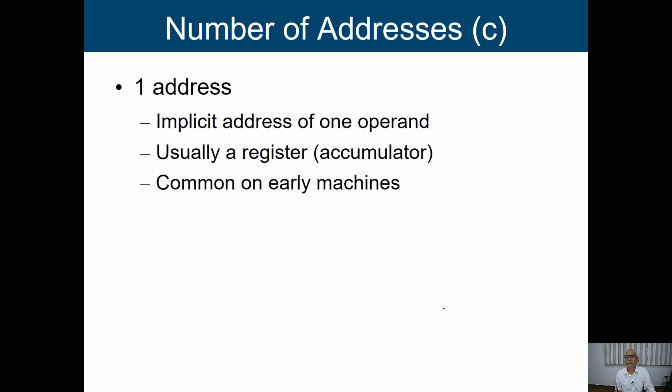Now from the 3 address format, we are coming to the 1 address format. So in the 1 address format, what will happen? We are going to give the address of one operand only, and the second operand is implicit. We are not going to specify the second operand; it comes from a specific register, and we call this the accumulator.